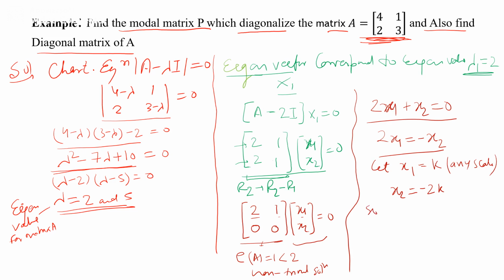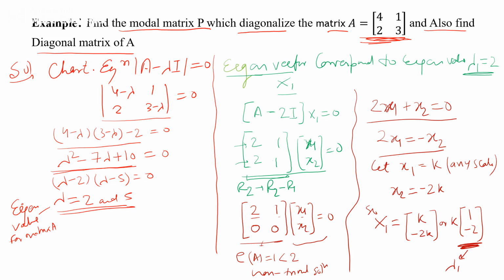So the eigenvector x1 is k, minus 2k. If we take k as common, we write 1, minus 2. So this is an eigenvector corresponding to lambda 1.